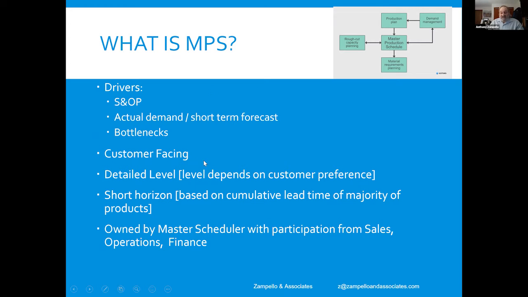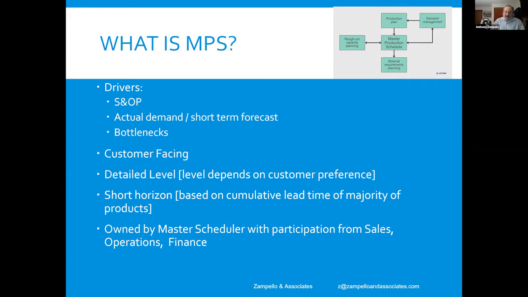It is customer facing now as opposed to the market, because now we're dealing with customer orders. We're dealing with the short forecast period that we have in place, and we know our customer, and we're face to face with those customers. Our detail level starts to come down into and spread out into more and more detail. Now that level is going to depend on what your customers require, what's their preference, and I'm going to get to that when we go to the next slide. It's a shorter horizon because it's based on the cumulative lead time of the majority of your products plus a small buffer.